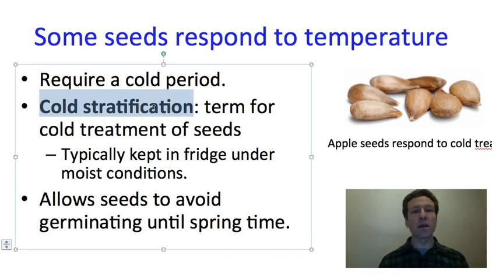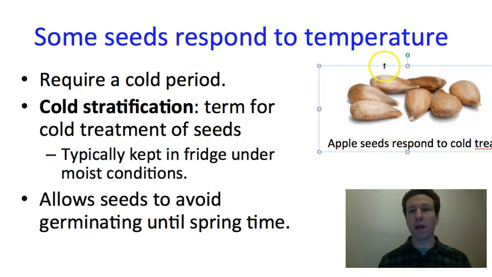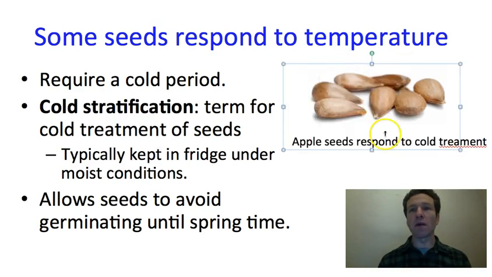When we do this, we typically keep seeds in a refrigerator under moist conditions. This would be something like under very slightly dampened paper towels in a Ziploc bag, or it can be done with peat moss, and that will help reduce the amount of disease that affects the seeds while they are under this condition. And so apple, for example, is one kind of seed that responds positively to cold treatment, but there are many others.